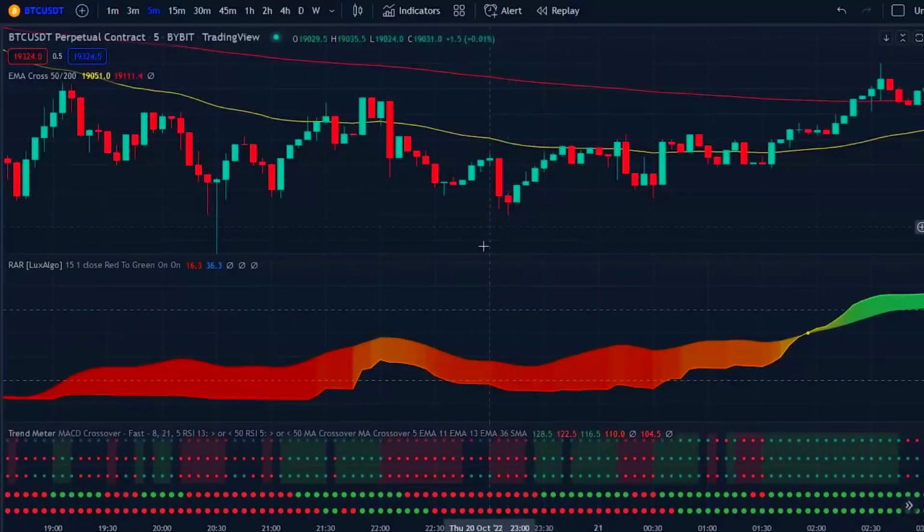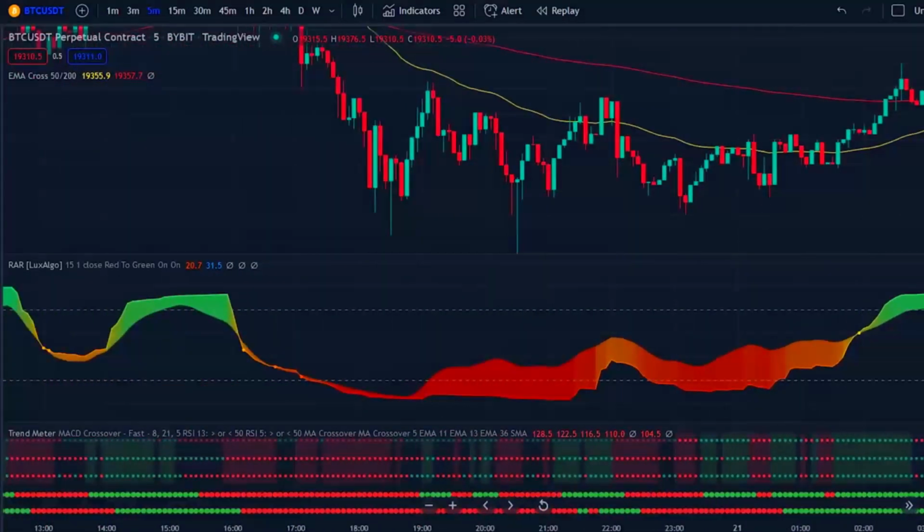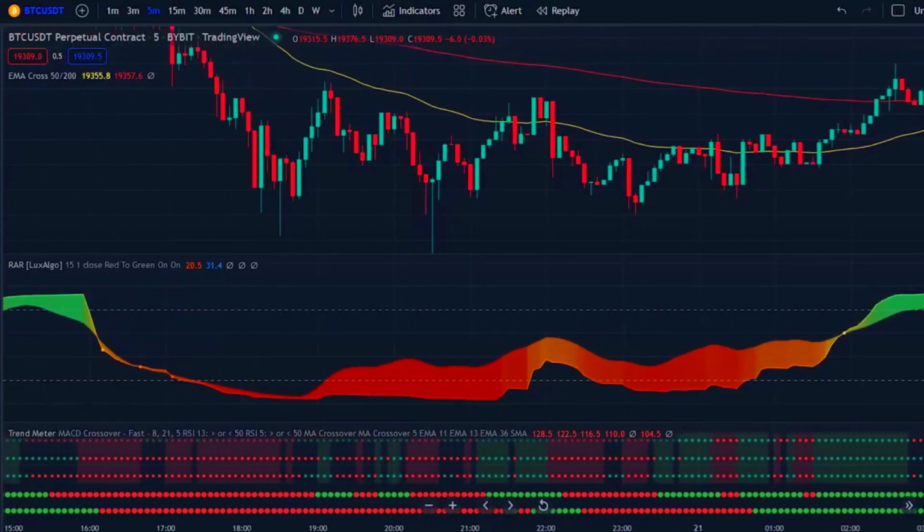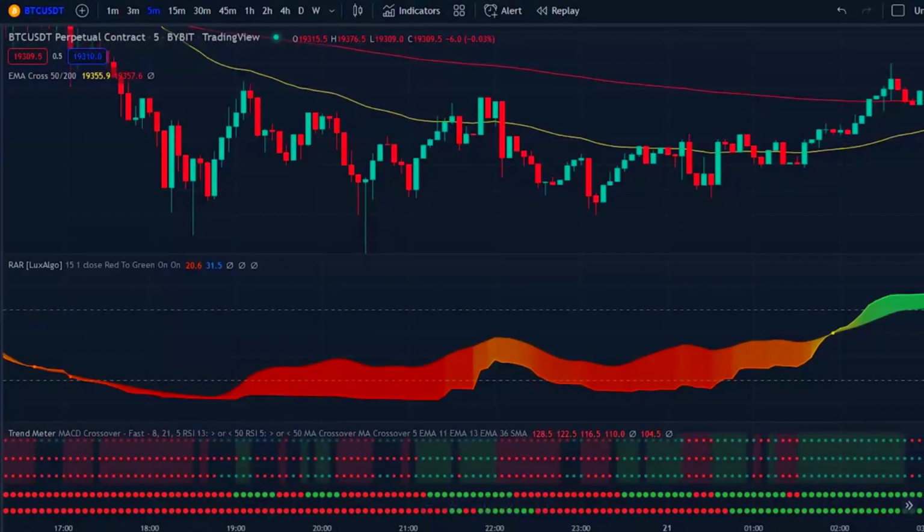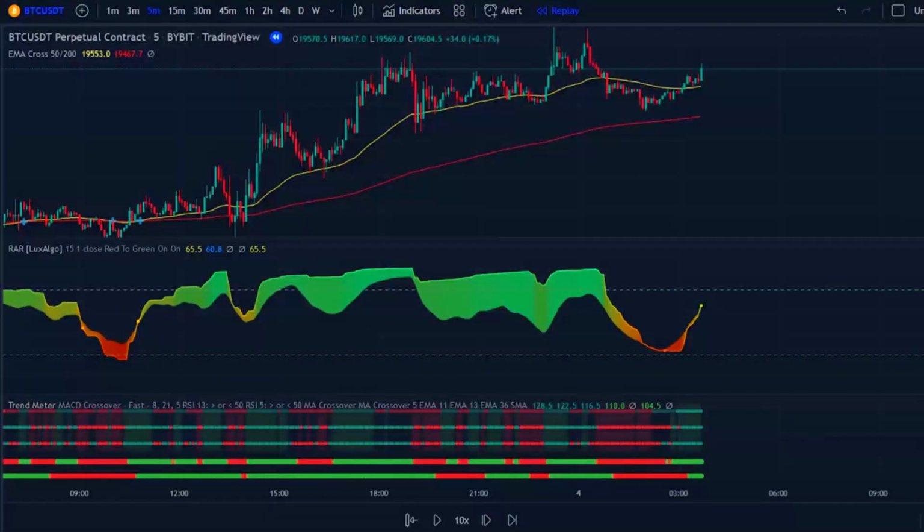Using these indicators, we can filter out a lot of false signals that the Rainbow RSI might provide. Now let's take a look at when to enter into a position by using all three indicators. Let's first take a look at when to enter into a long position.